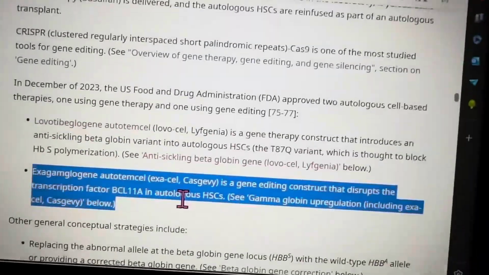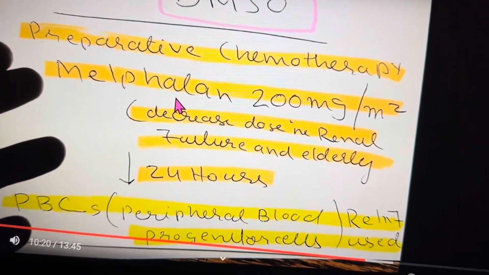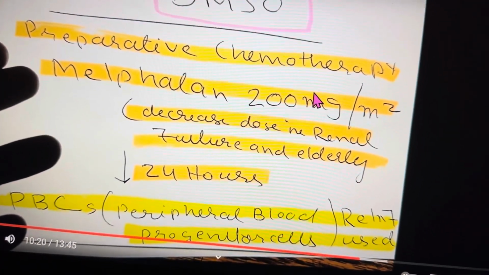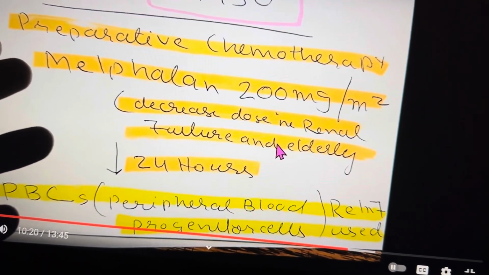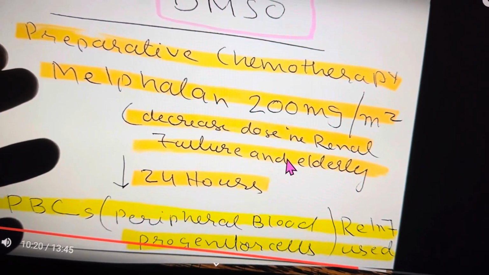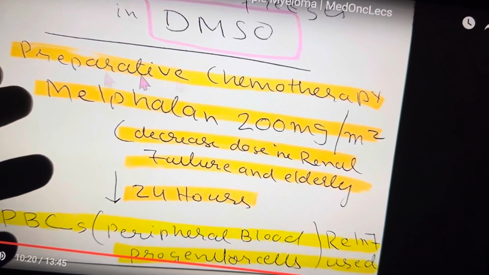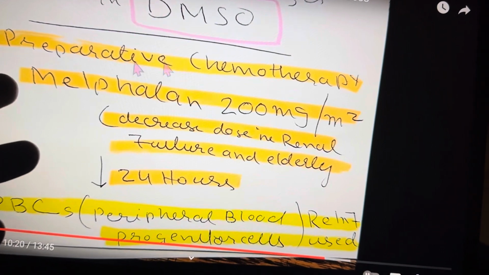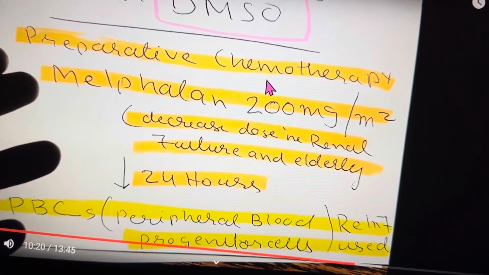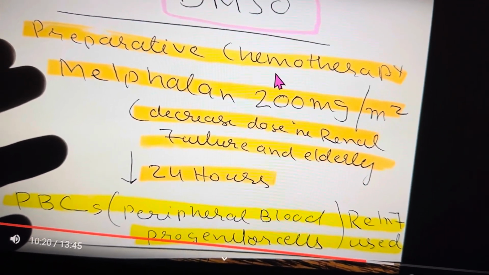So how do we give it? Let's talk about that. We will call our patient and tell the patient to come to our suite for chemotherapy, or our hematology suite, because now we have to do the preparative chemotherapy. Preparative chemotherapy is called myeloablation. What we have to do is kill the bone marrow that is present in the patient.